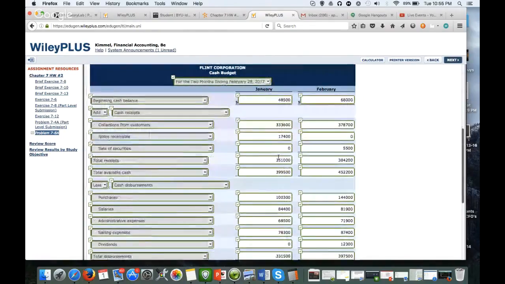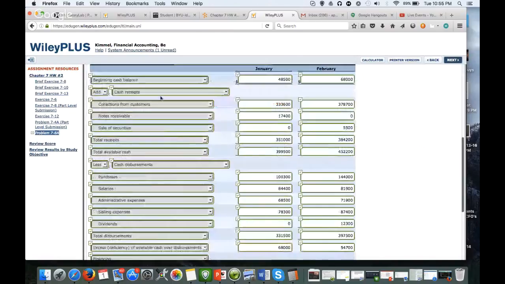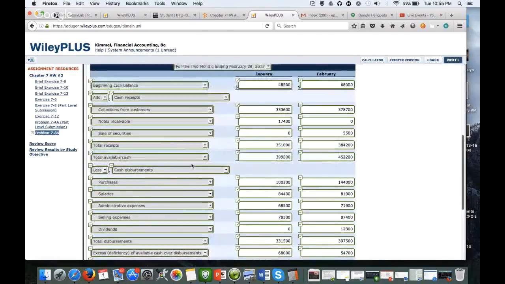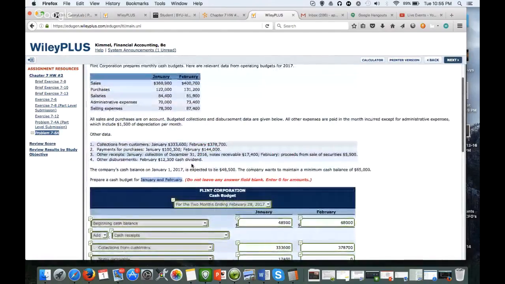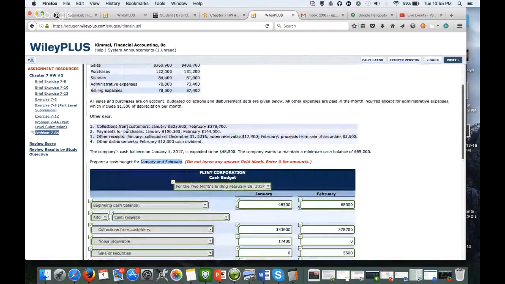Now, the next section of what we're going to do is add our cash receipts and subtract out our cash disbursements. We will find these up in our instruction area. Our first instruction here is collection from customers. In January, we find that we have 333,600 collections, and February 378,700. So we go ahead and plug that in right here.